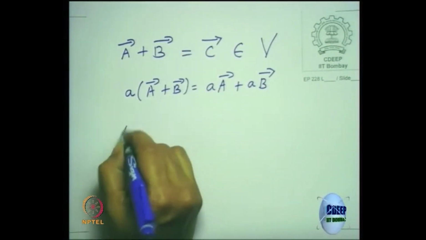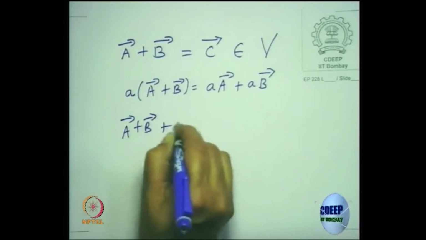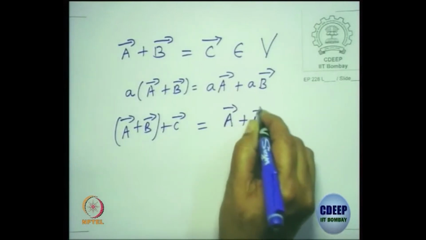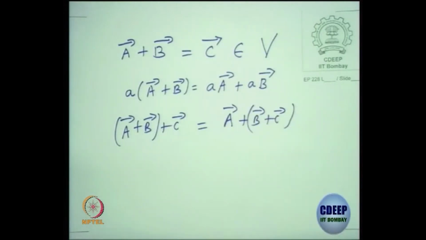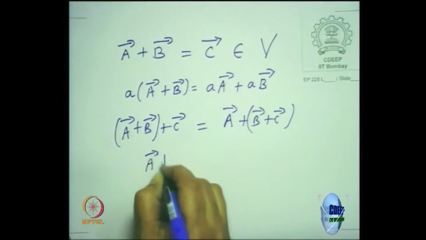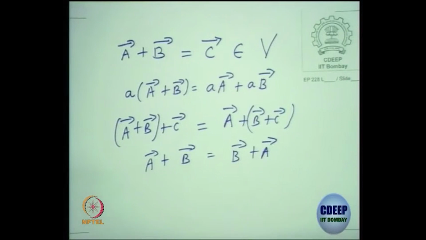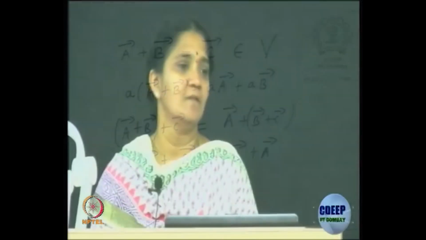Can also have A plus B plus C satisfying the associativity property, right? And vector addition, they are commutative, in the sense the order does not matter. Okay. So then these properties which are satisfied, you call this space a linear vector space, right? And this is satisfied in your 3-dimensional world.